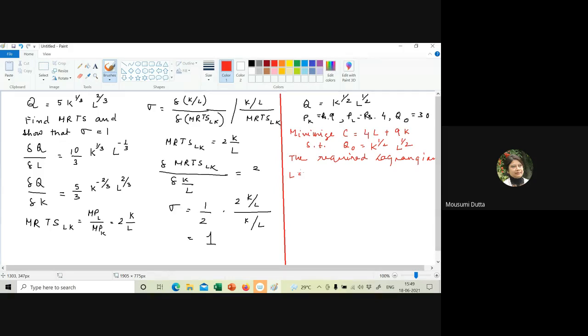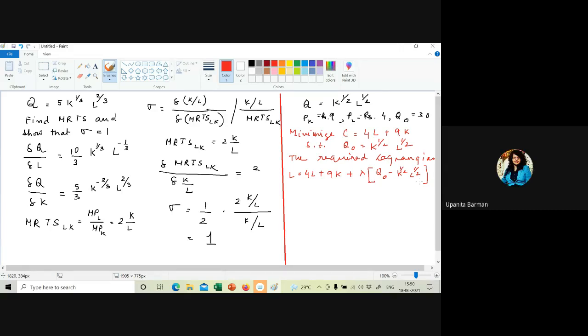Okay, so now you tell me what will be the Lagrangian expression. K to the power 1 by 2. No, again there is a mistake. First we will write the objective function. Oh, sorry. Yes, ma'am. So 4L plus 9K, then the Lagrange multiplier will come, plus lambda into Q naught minus the production function. Is it okay, everyone? Yes, ma'am.